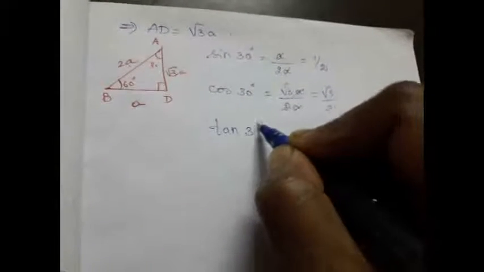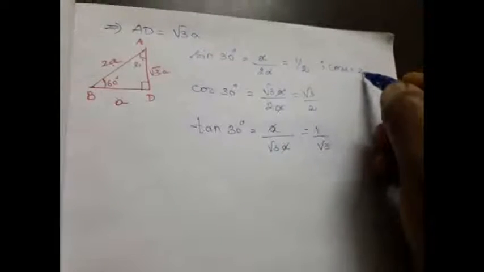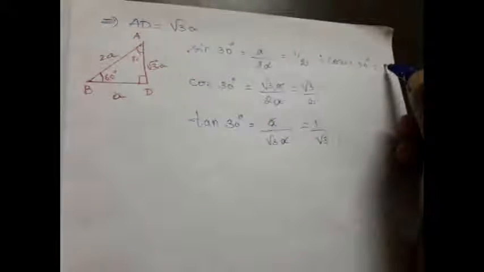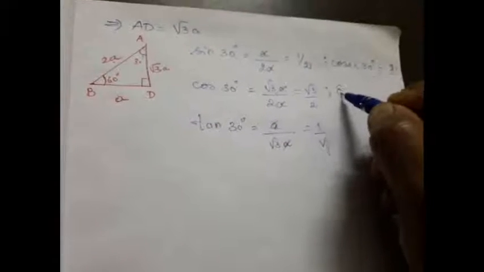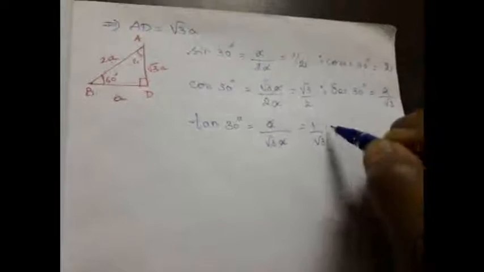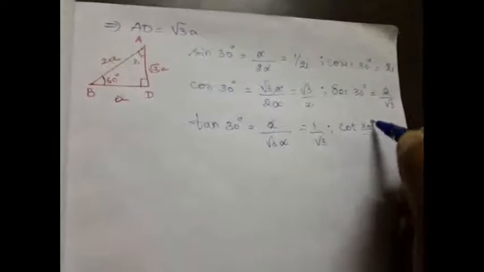So what is tan 30? Tan 30 is going to be opposite divided by adjacent. So A divided by root 3 A, so it is going to be 1 by root 3. So with this we can define cosecant 30. Cosecant 30 is the reciprocal of sine, which is going to be 2, and secant 30 is the reciprocal of cos, so it is going to be 2 by root 3, and cot 30 is the reciprocal of tan, which is root 3, right? Thus we found all the trigonometric ratios for 30 degree. Similarly, we can find the trigonometric ratios for 60 degree.